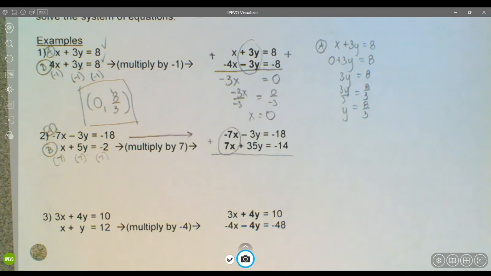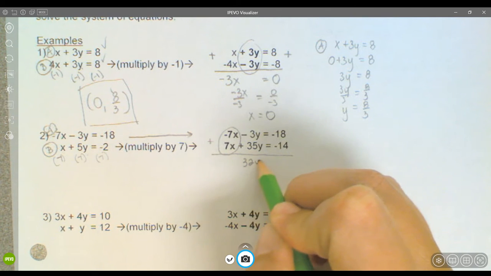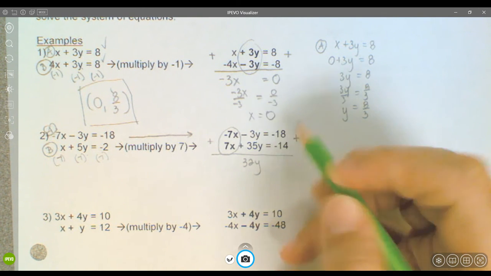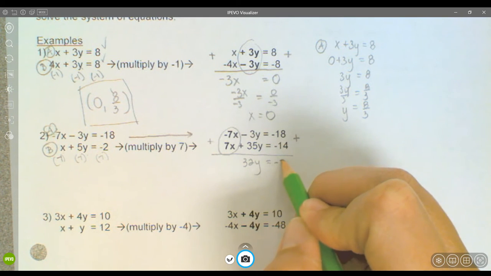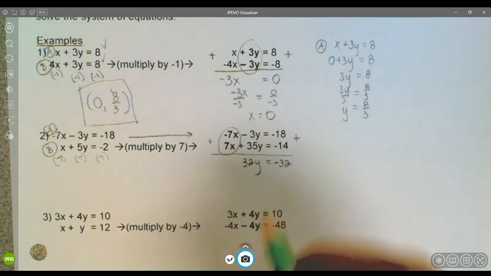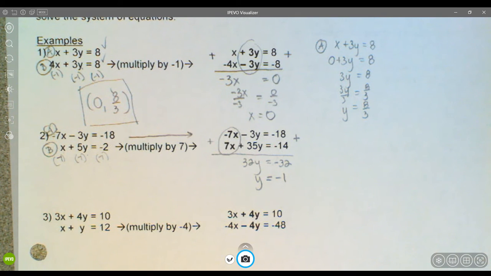When we add, my x terms will eliminate. I add negative 3y plus 35y, I will get 32y. When I add negative 18 to negative 14, I get negative 32. Now I need to divide both sides by 32. And when I do that, I find that y equals negative 1.